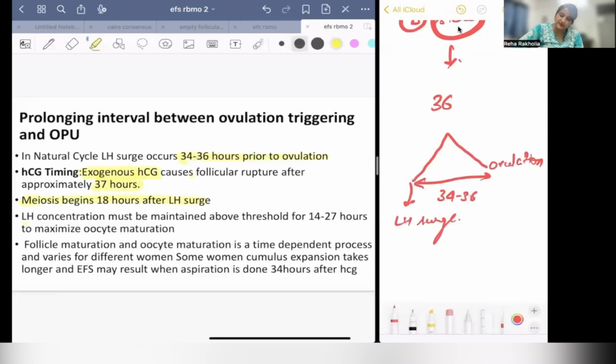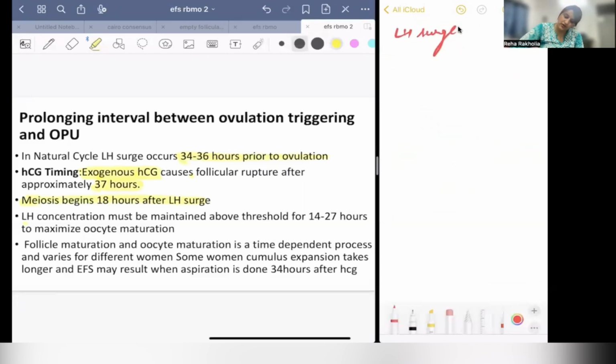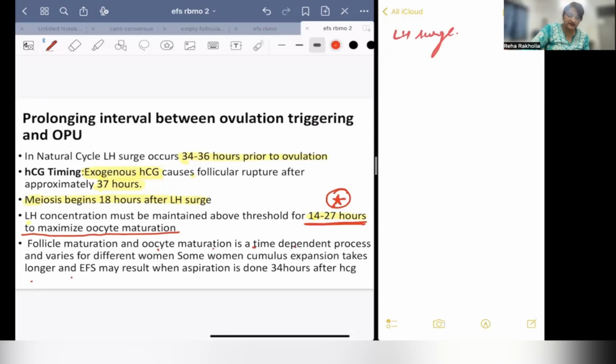LH concentration must be maintained above threshold for 14 to 27 hours. This is very important: the LH threshold should be maintained for 14 to 27 hours to maximize oocyte maturation. Follicular and oocyte maturation is a time-dependent process and varies for different women. In some women cumulus expansion takes longer, and EFS may result when aspiration is done 34 hours after HCG. This means some patients take longer for oocyte maturation, so we should consider delayed oocyte retrieval.